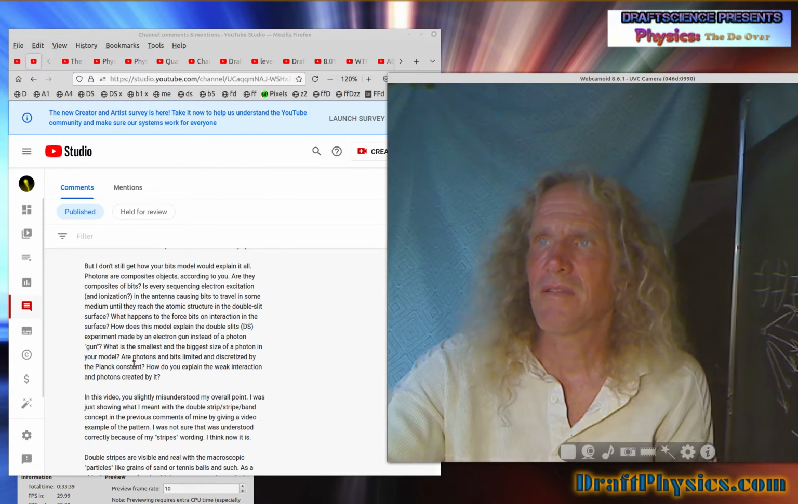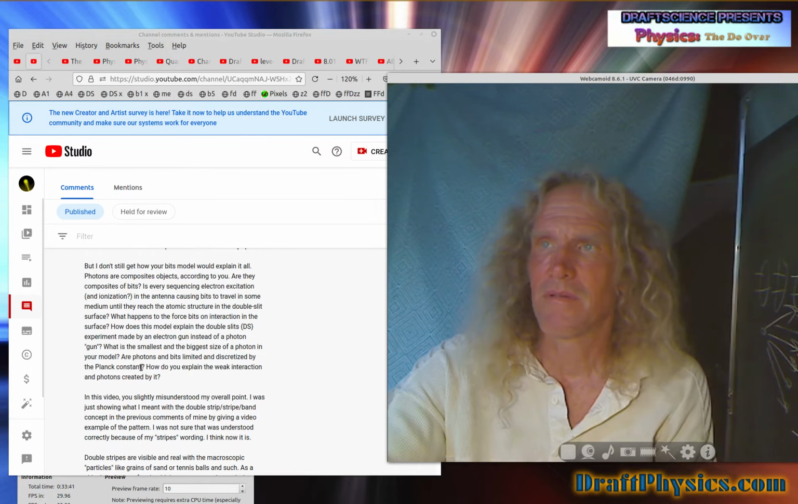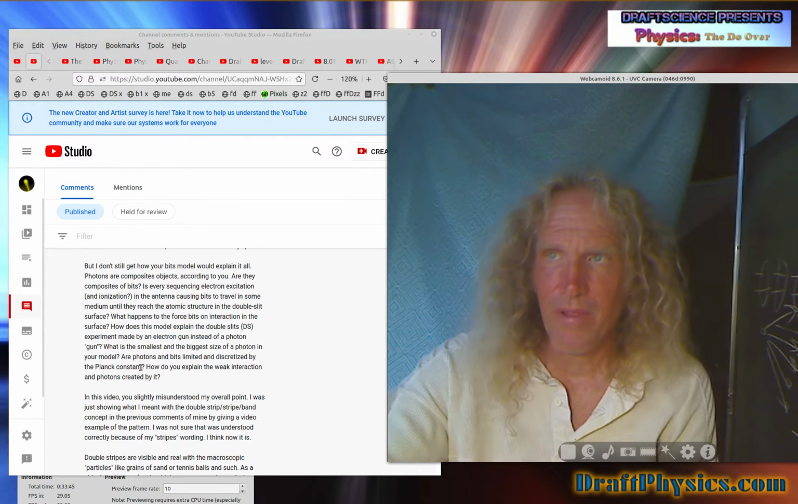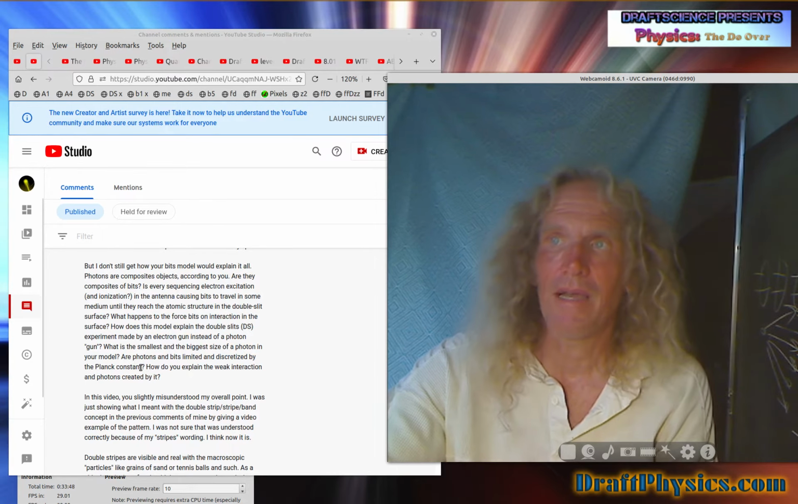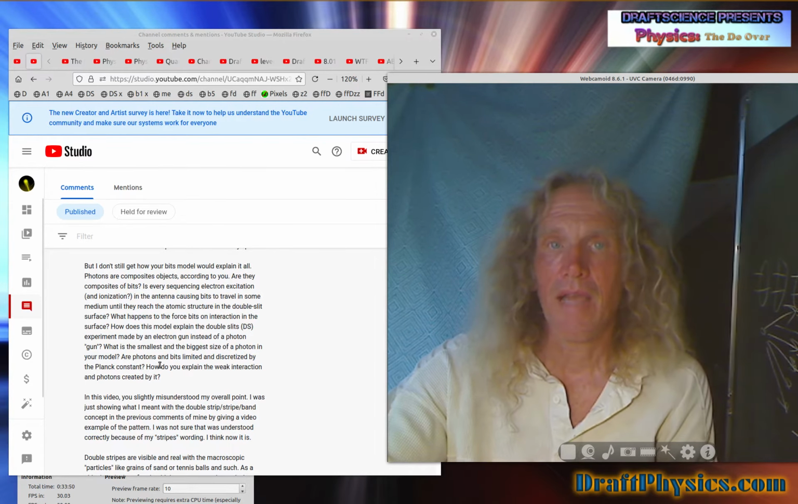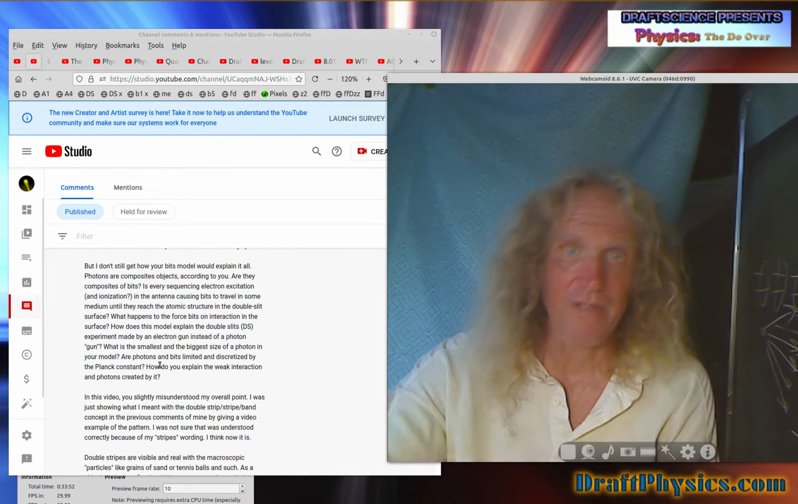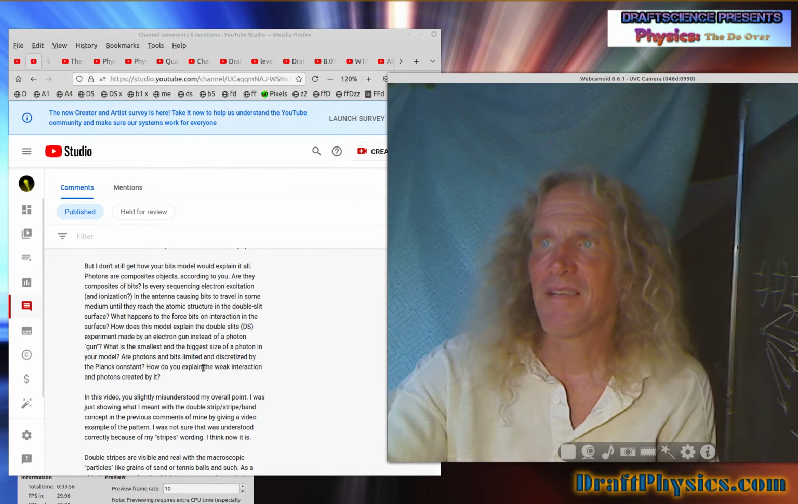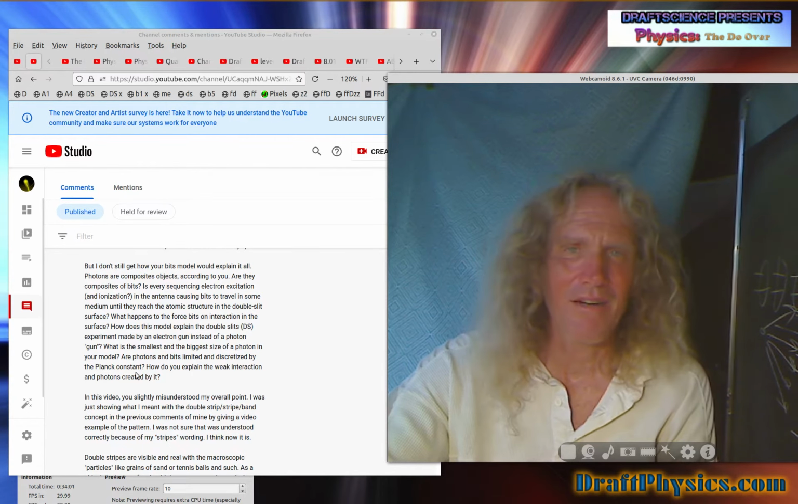The bits are the photon. They aren't separate things. The photon is made out of the bits. That's what the composite object statement means. Anyway, "limited and decentralized by the Planck constant"? Fuck you and that crap.